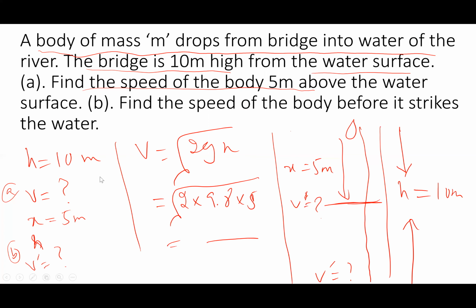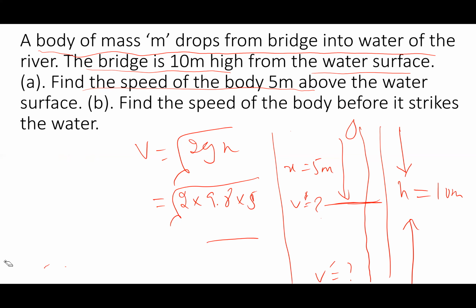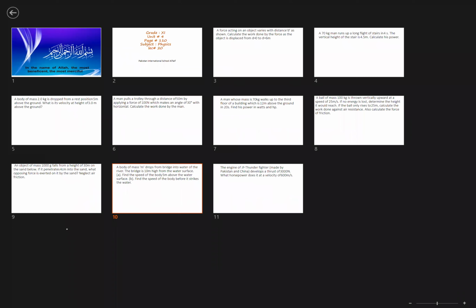Now the second portion consists of this. We will find V square is equal to 2gh. More will be the height, more will be the velocity. 9.8 multiplied by 10, you will get the answer.